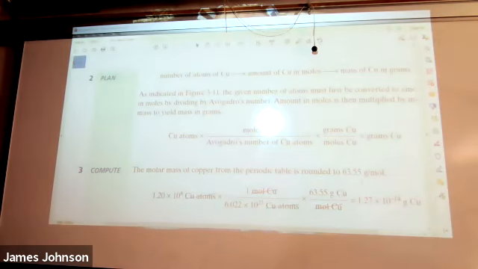So that's sample problem 3-5. Let's see if we can get some practice problems in.